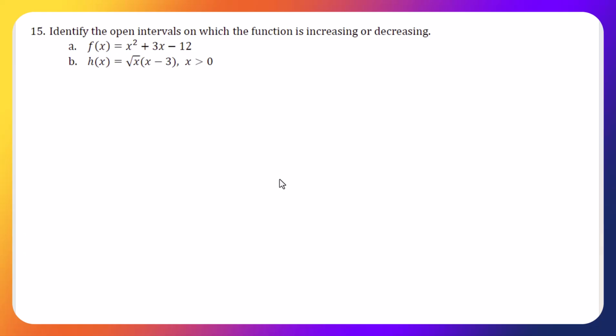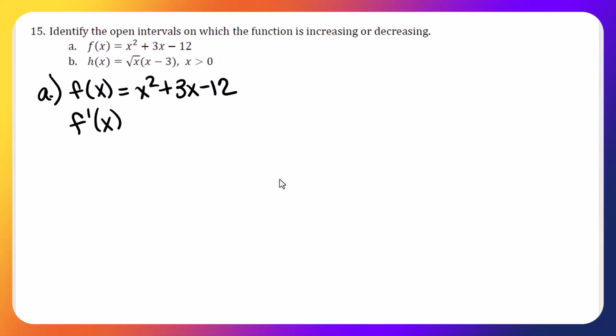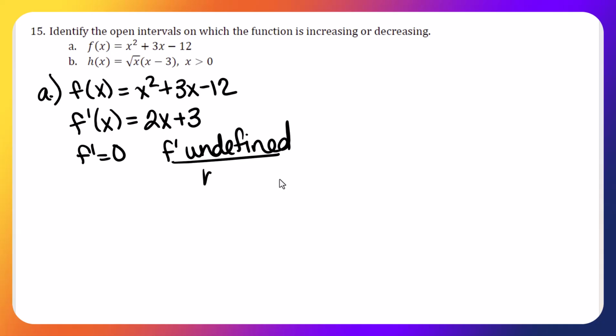So here we want to find where the function is increasing or decreasing. So remember, kind of the first step on that is to find critical numbers. So if we start with part A here, we have x squared plus 3x minus 12. So if I find my derivative, that's going to give me 2x plus 3. So I want to set that equal to 0 and see where it is undefined. This is a linear function, so there are no values where it's undefined.